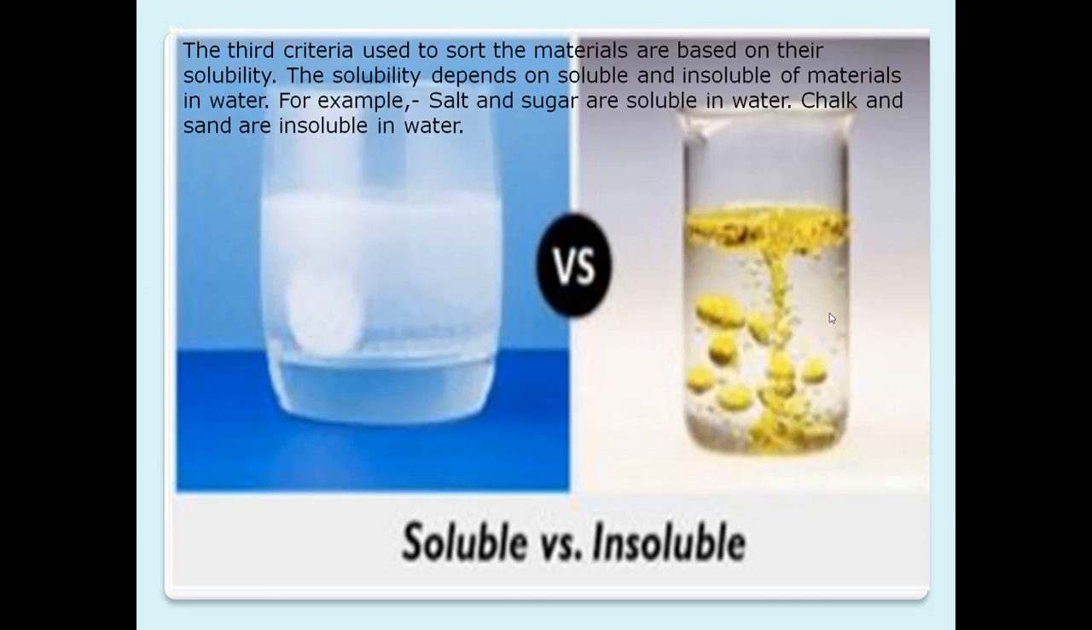Whereas oil doesn't dissolve, doesn't mix easily with water. So based on this criteria, we can classify materials as soluble and insoluble materials. For example, salt and sugar are soluble in water. Similarly, oil, sand, etc. are insoluble in water.